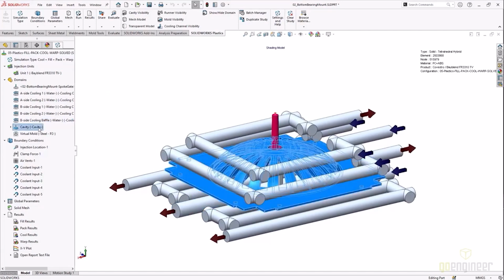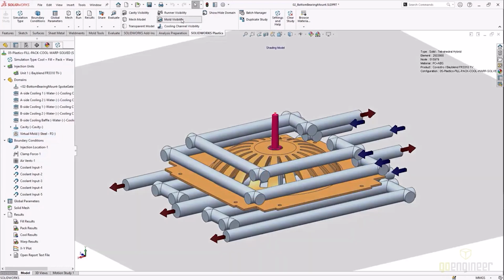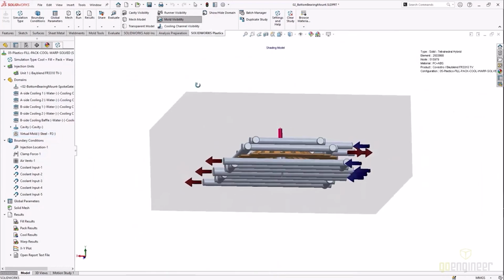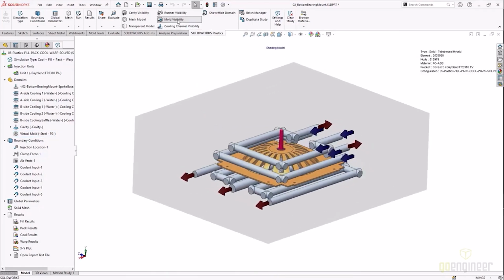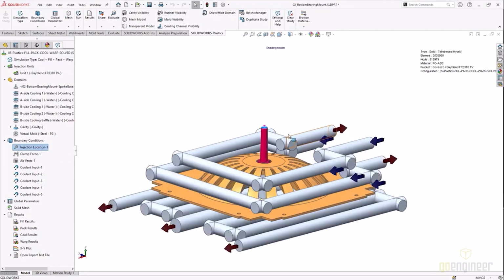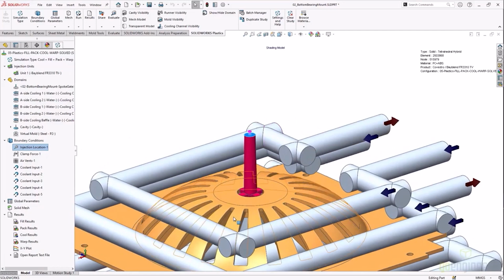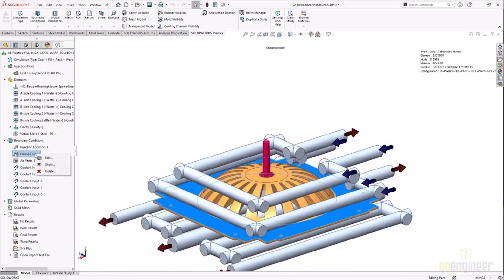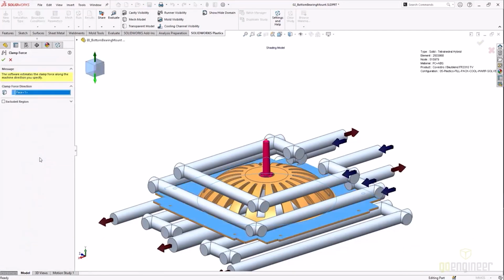We have the cavity specified, and then we also have a virtual mold to take away heat as well in and around the body. So we can specify that here as well. We're using a sprue with a four gate location. So our injection location is at the top of that sprue. We also defined a clamp force in the model and a clamp force direction.